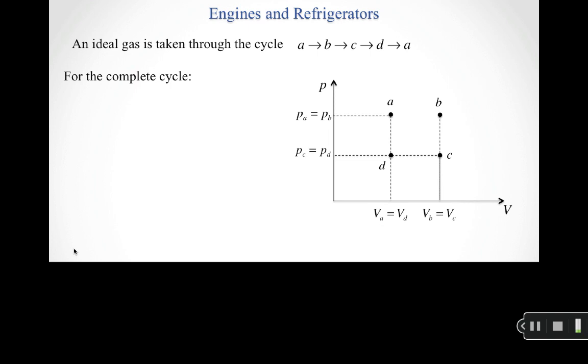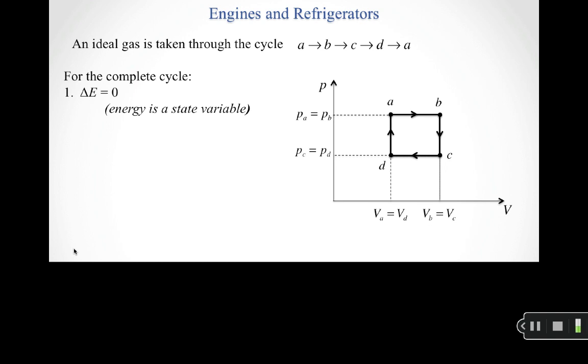So we talked about the various processes that I can take my ideal gas through. What happens when we go around an entire cycle? So let's say we're going to start in state A, and our system goes from A to B, then B to C, then C to D, then D back to A. So we have a complete cycle as we go all the way around from state A back to state A again. Well, what do we know about our system as it goes through this complete cycle?